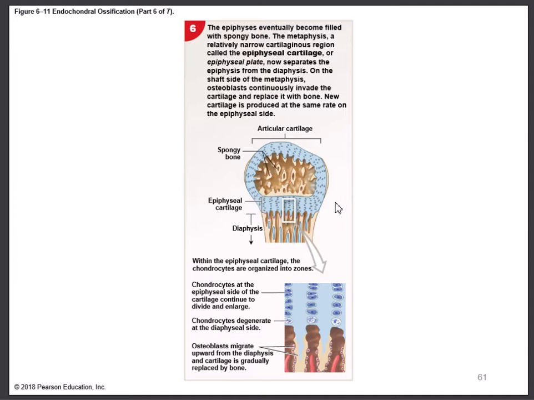During our formative years, this is where all the activity is. So again, the important things on this step number 6 are the secondary ossification center, and the diaphysis and epiphyses have the epiphyseal cartilage in between, and this is where we're going to grow our bones in length, and that is known as interstitial growth.